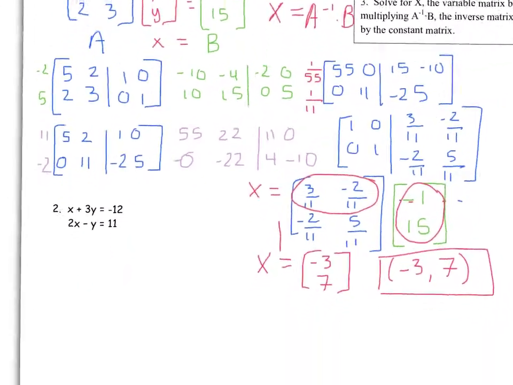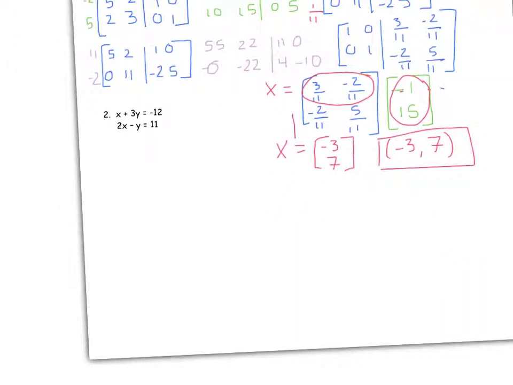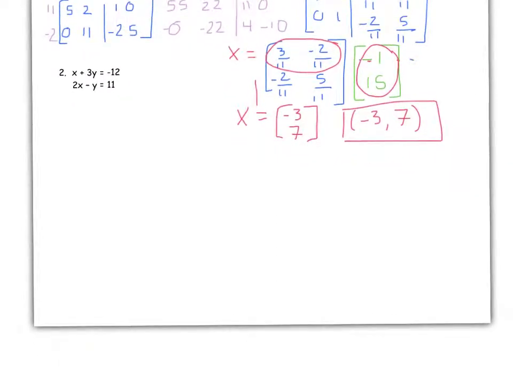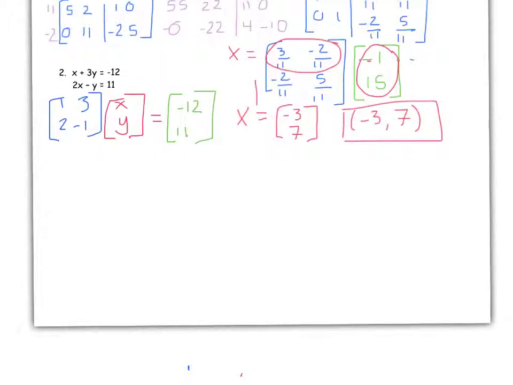Okay, let's go ahead and try number 2. So we're going to start the same way. We're going to set up the matrix with a coefficient matrix. So we've got 1, 3, 2, and -1. Then again, we've got our variable matrix. We've got X and Y. And then we've got our answer matrix, which is -12 and 11. Okay, the first thing we want to do is use our row transformations to find the inverse of matrix A.